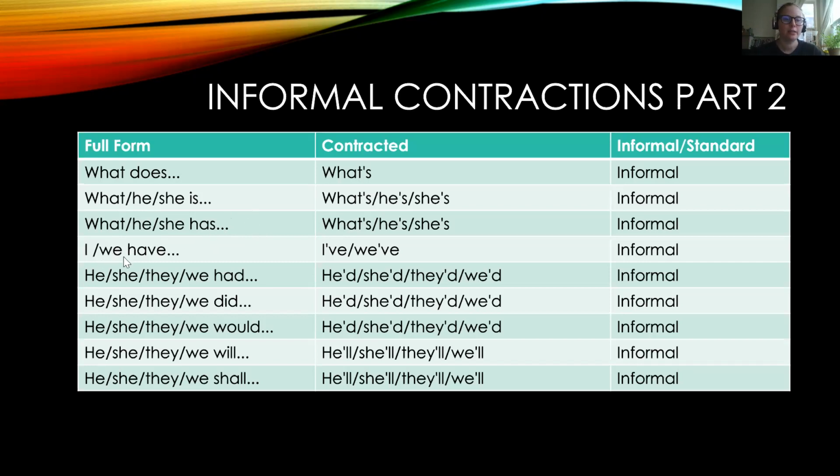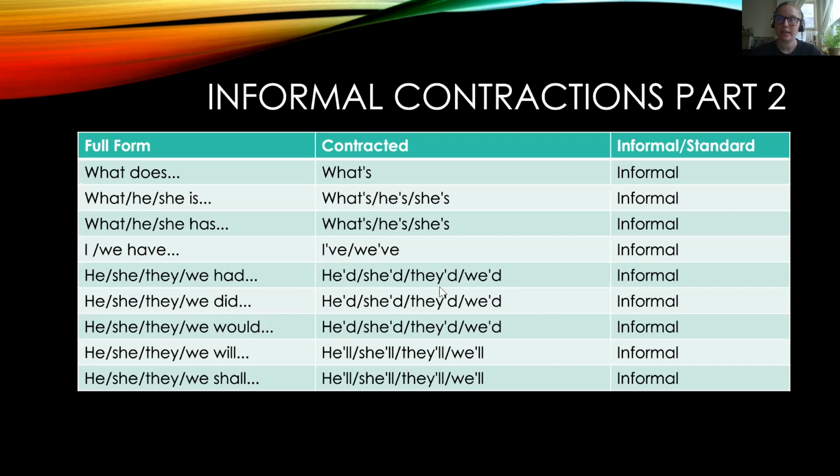I or we can combine with have to be I've or we've. He, she, they, we can join together with had and become he'd, she'd, they'd, we'd.